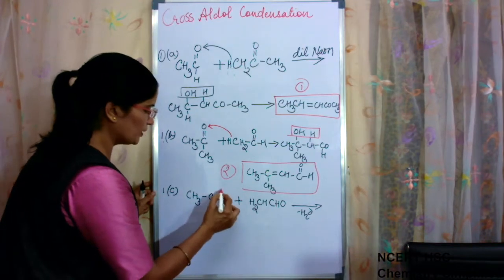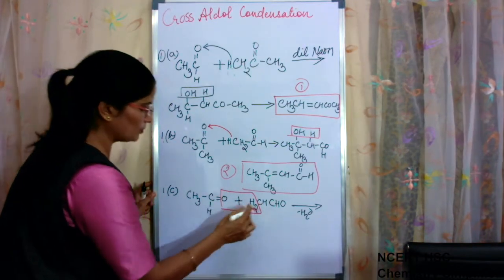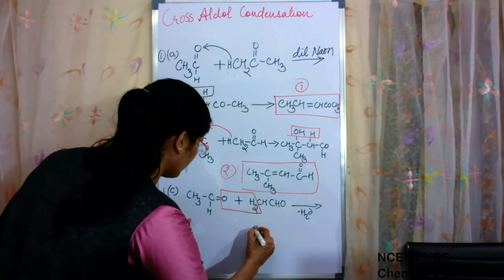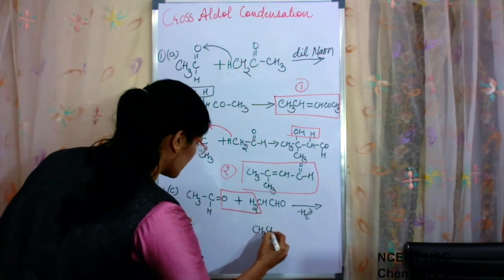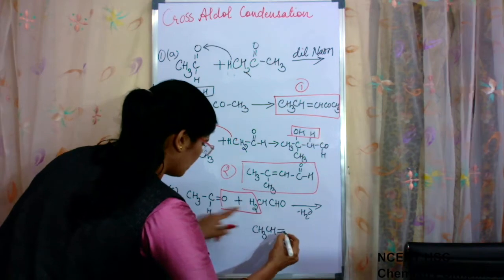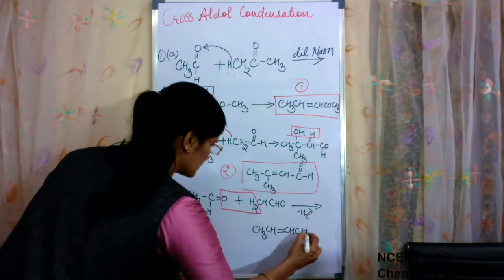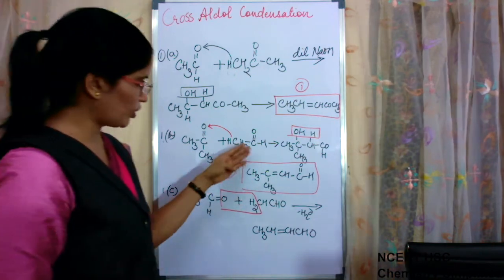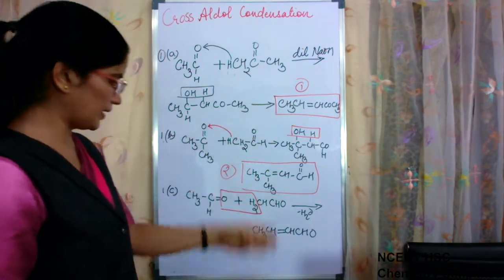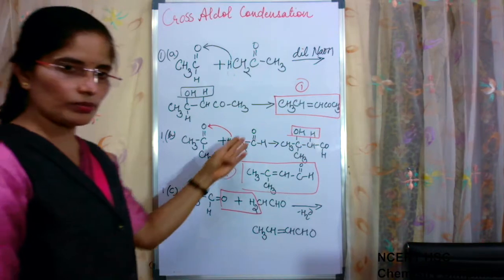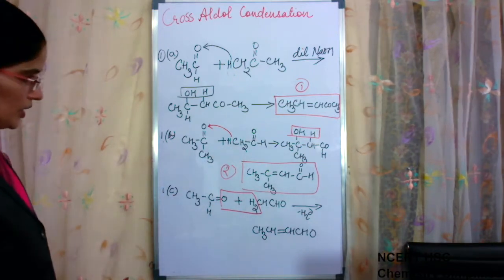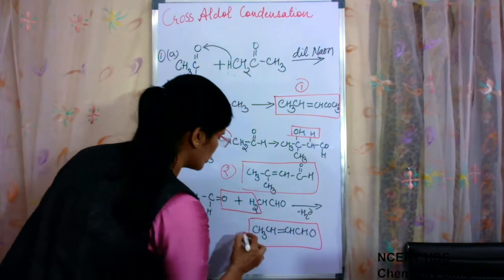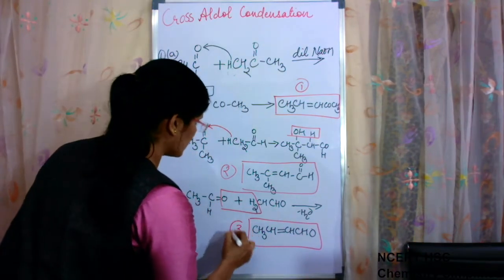So O from here and hydrogens from this, and the third product which it will form is CH3CH=CHCHO, which is again different from the first one and the second one. It is different from both. So this is your third product. Let me put it in a box so you remember it as the third product.